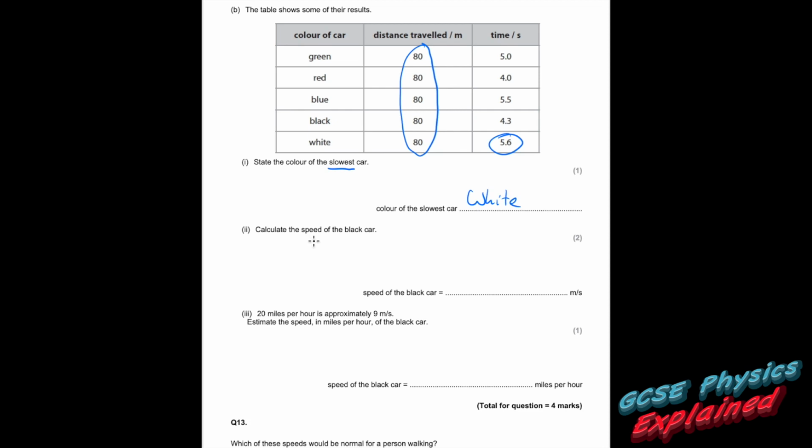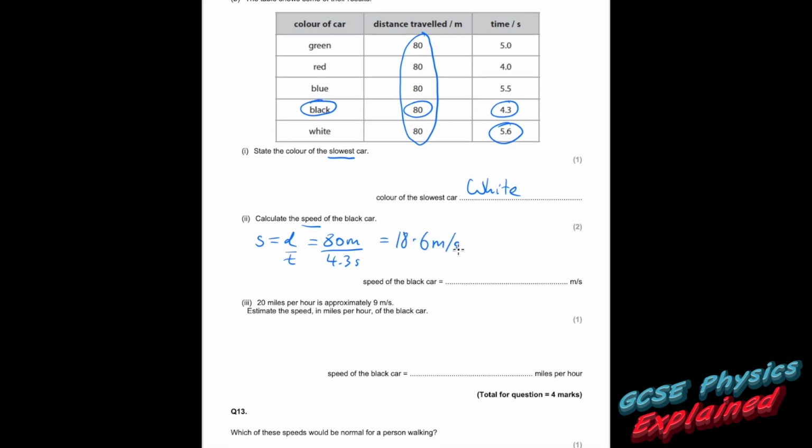Part 2. Calculate the speed of the black car. So there's the black car there, and it travelled 80 metres in 4.3 seconds. So speed equals distance divided by time. So that's 80 metres divided by 4.3 seconds. And that comes out as 18.6 metres per second.